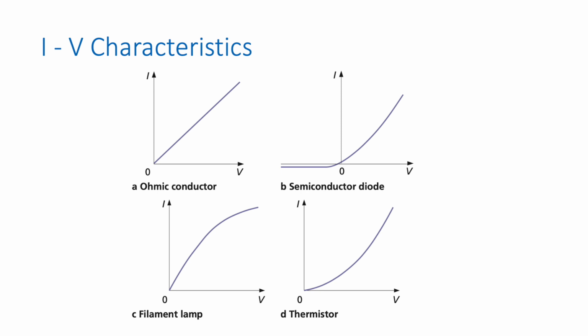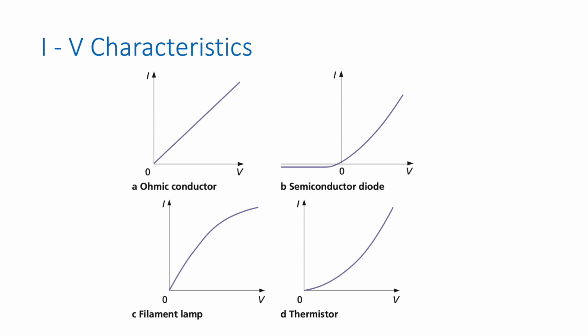IV characteristics, or current voltage characteristics. Here you can see the graph of current voltage relation for metallic conductor and semiconductor. Ohmic conductor is a metallic conductor. Diode and thermistors are electronic devices made up of semiconductors, and the filament lamp is made up of tungsten metal. So here in the first picture, at low temperature, the current is directly proportional to voltage. So we will get a straight line graph.